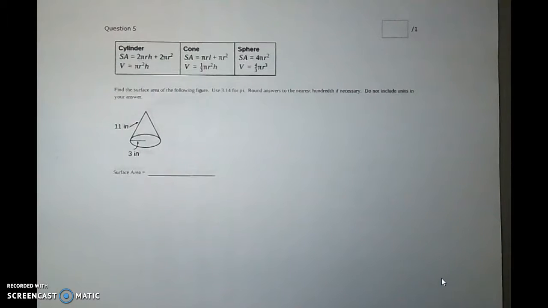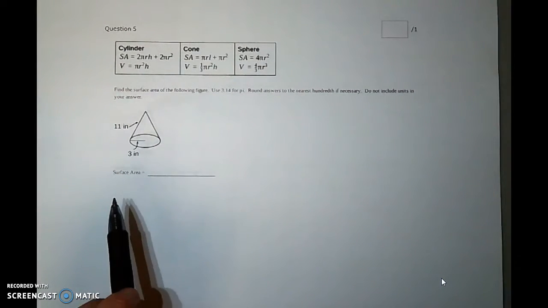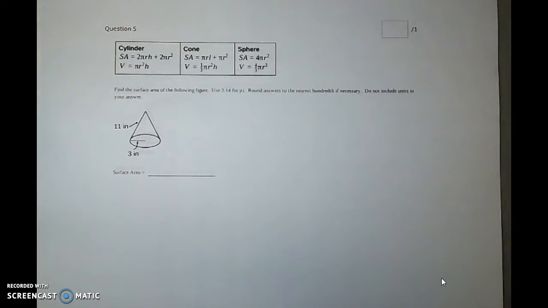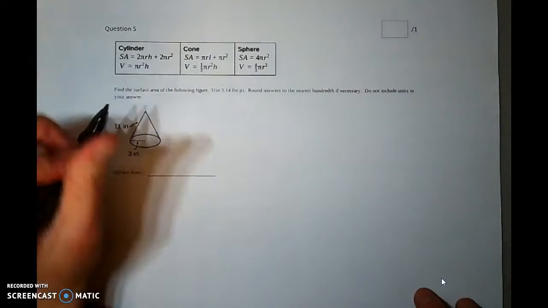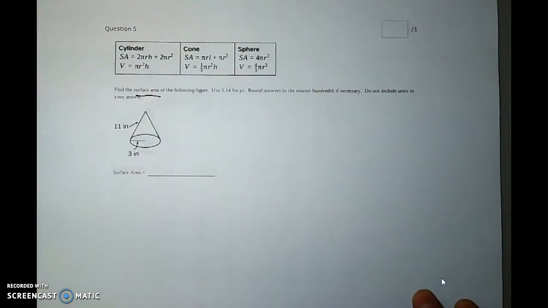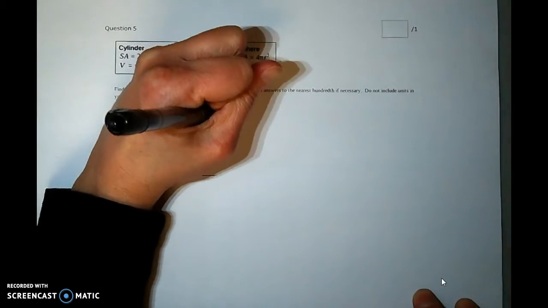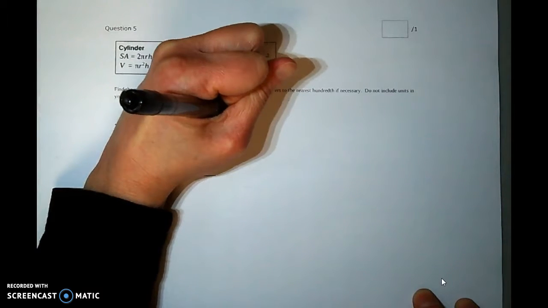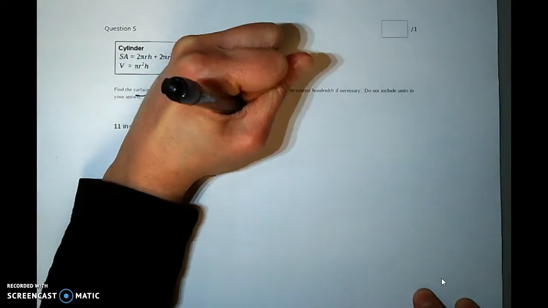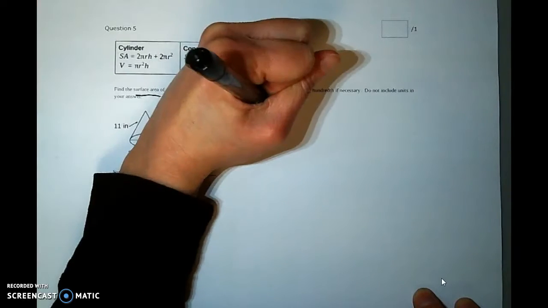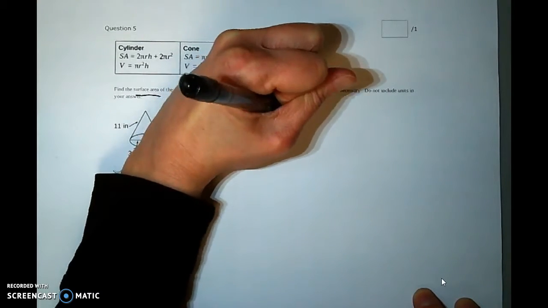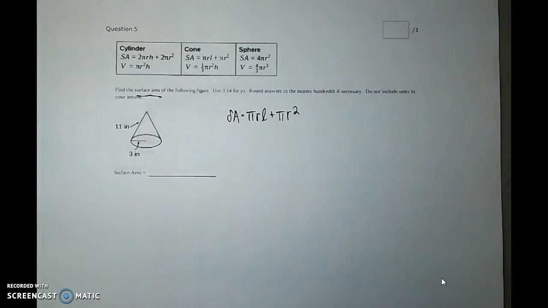Now the next example, we're moving on to a cone. And we know this is a cone because we have one base, and then our lateral surface meets up at one point at the top. So our surface area formula, we do have to find surface area here because it says find surface area. Our surface area formula for a cone is pi r L, where L is our slant height, plus pi r squared.